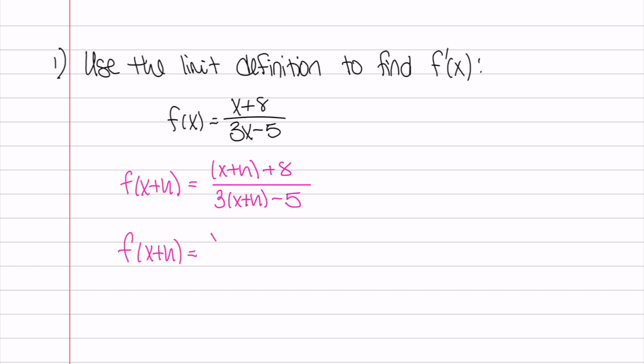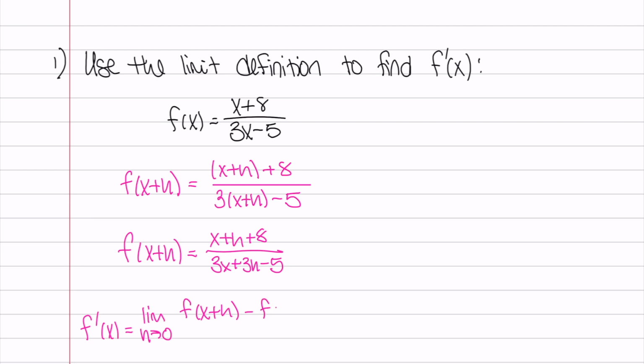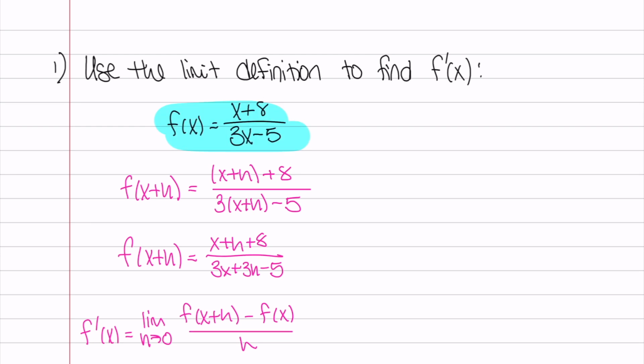So now we're going to go ahead and clean that up by distributing the 3 to the x plus h on the bottom. Top stays the same. So I got a 3x plus 3h minus 5 there on the bottom. Now I always start by rewriting the formula. The more you rewrite the formula, the easier it'll be to memorize in the long run. So I just start by writing f prime of x is equal to the limit as h approaches 0 of f of x plus h minus f of x all over h. And that's coming directly from our formula.